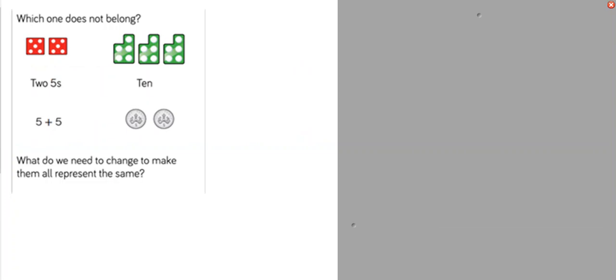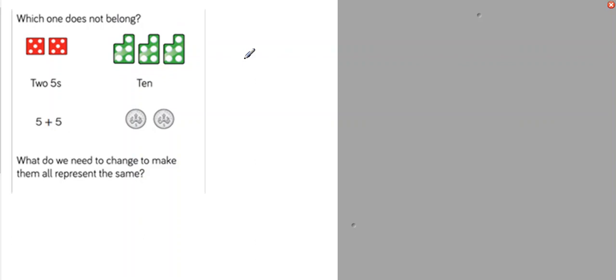Have a look at this one. Which one does not belong? What do we need to change to make them all represent the same? So if we have a look, we've got two groups of 5 here, two fives, 5 add 5, which is 10, and we've got three groups of 5 here. So which one does not belong?